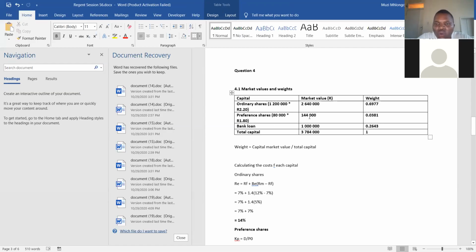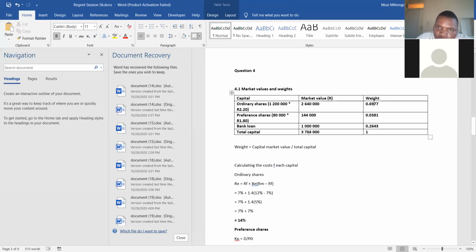Then you need to sum up all these market values to get the total capital. And after that, you need to get this weight. This is just simple mathematics; there is really nothing complicated here. To get this weight, you will say 2,640,000 divided by total capital, which will give you 0.6977.